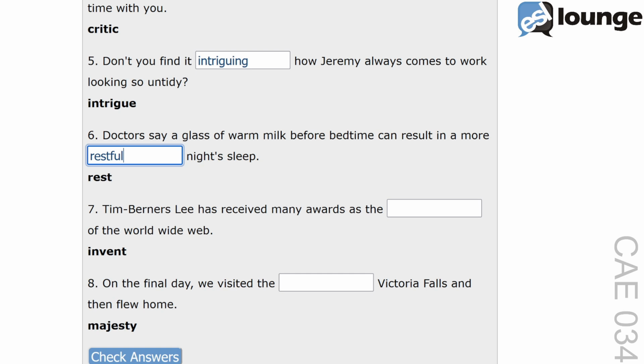Restful is an adjective that describes something that promotes rest or relaxation. It implies creating a calm and soothing environment conducive to sleep. For example, the restful environment helped him sleep better.